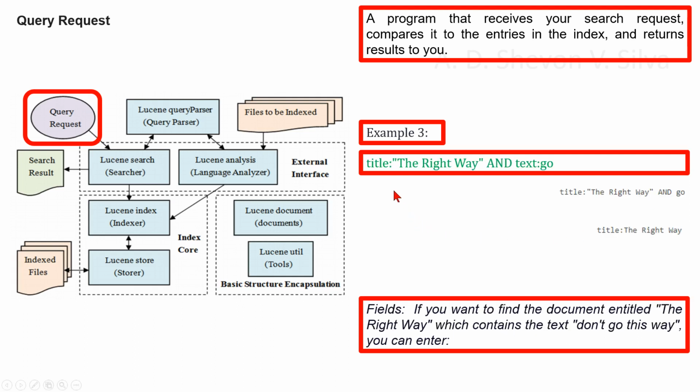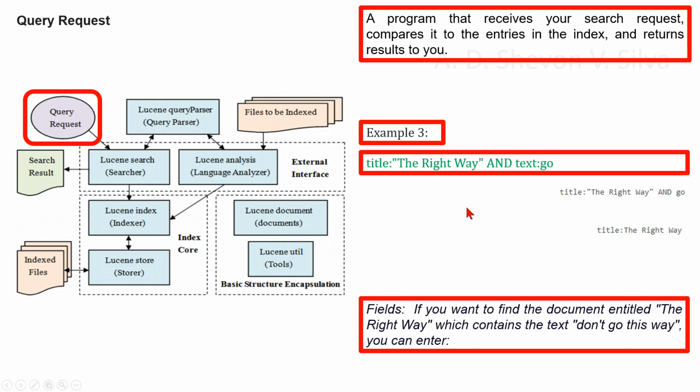Now we are considering fields. If you want to find a document entitled the right way, which contains the text don't go this way, you can enter this: title the right way and text go.